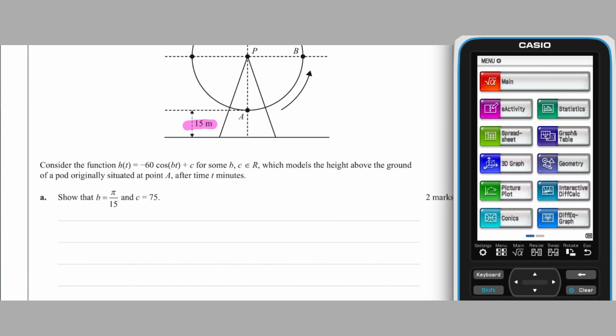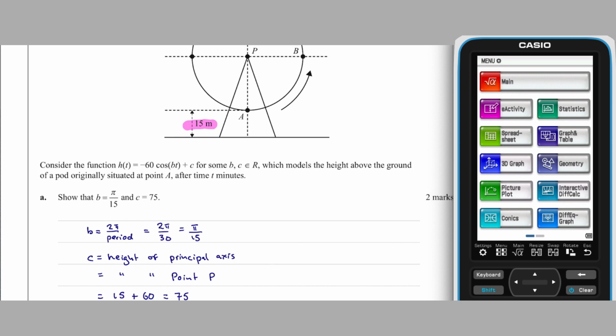In Part A, we have to justify the b and c values that we've been given for h of t, the cosine model for the height of pod A after t minutes. The b value will be equal to 2 pi divided by the period of the model, which is 30 minutes, so it is 2 pi over 30 or pi over 15. The c value is equal to the height of the principal axis, which is the height of point P, which is 15 metres, plus the radius of 60 metres, and so c equals 75.